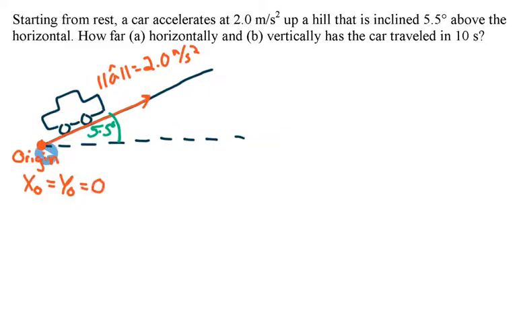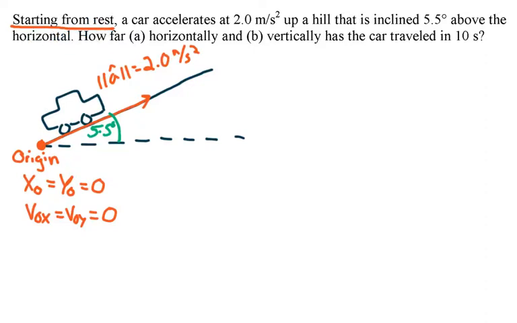Now, the car starts from rest, so I also know that when the car is at the origin, my v naught x and my v naught y are both equal to 0, because it's starting from rest. Note, the initial velocity is not 0 because it's starting from the origin. My initial velocity components are 0 because it's starting from rest.